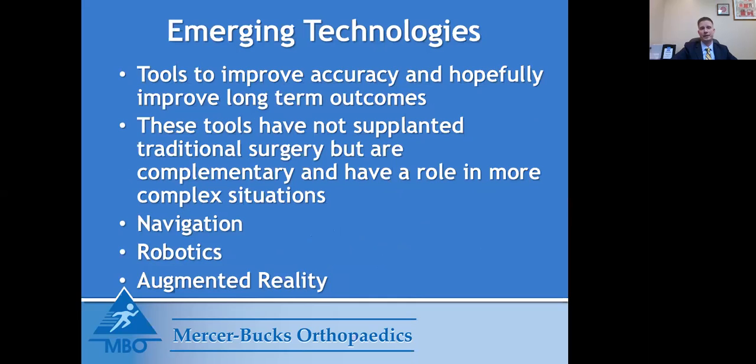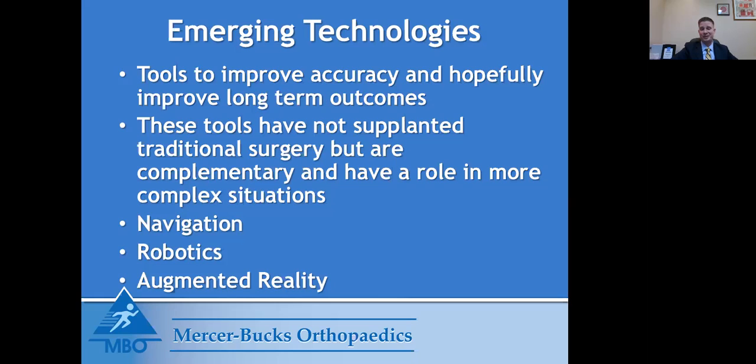And finally, the last thing I'm going to touch on is some emerging technologies to help with knee replacements and help us do the operation better and hopefully improve long-term outcomes. Typical things that we are talking about with additional technologies besides developments in improved materials to help improve longevity of the devices themselves and minimize wear. We have things such as navigation, robotics, and what's on the horizon are things like augmented reality to help enhance accuracy and reproducibility with knee replacement.